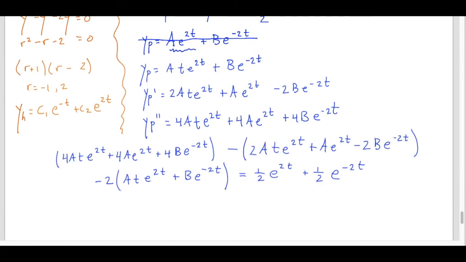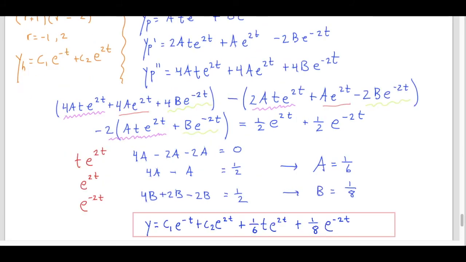Now, having plugged in those derivatives, notice I have three different types of terms. I have t e to the 2t. I have just a constant e to the 2t, and then a constant e to the negative 2t. So I should have three equations.